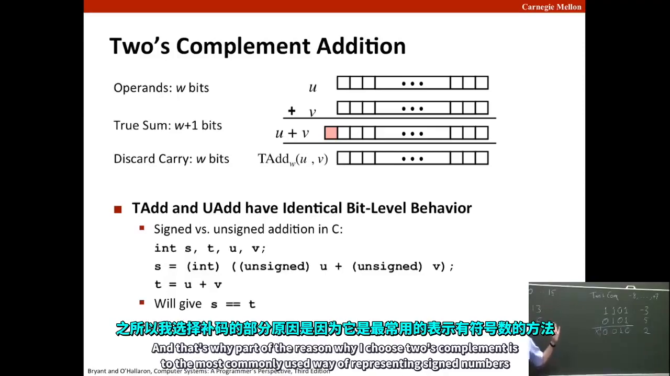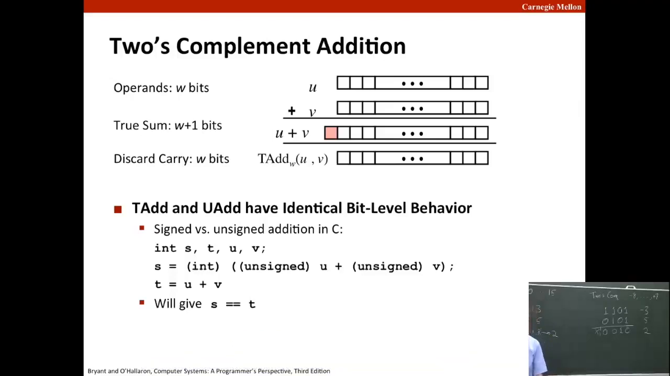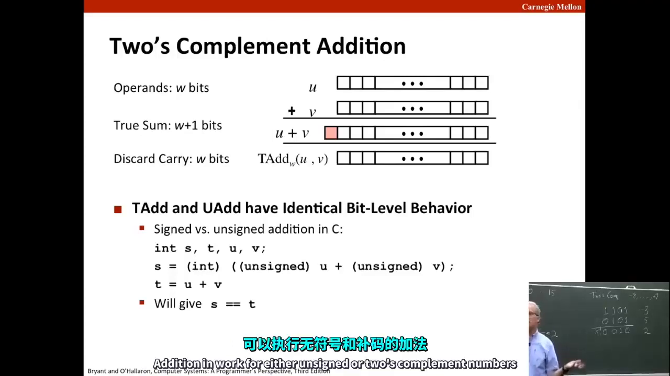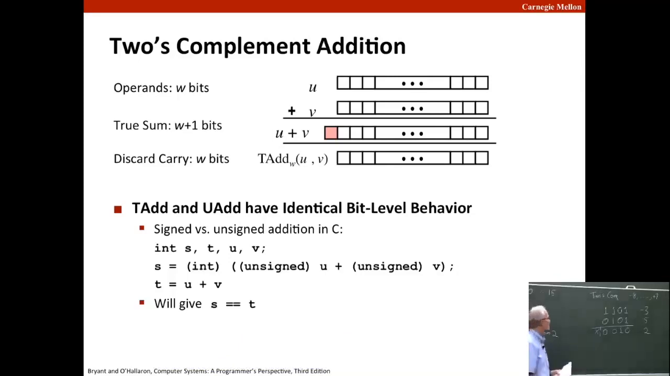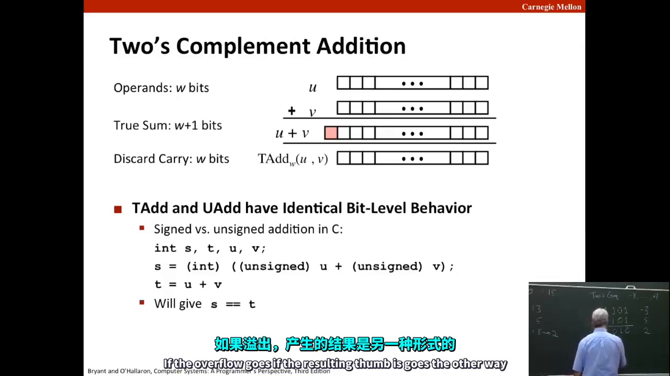And that's part of the reason why 2's complement is the most commonly used way of representing signed numbers, because the same hardware, the same algorithms that are used for doing addition work for either unsigned or 2's complement numbers. And this works as well, just to show you, if the resulting sum goes the other way.